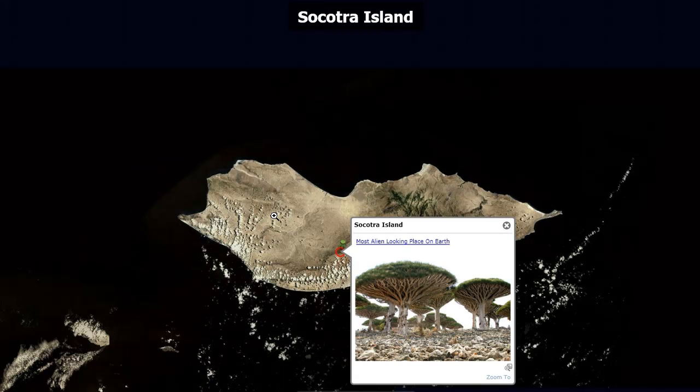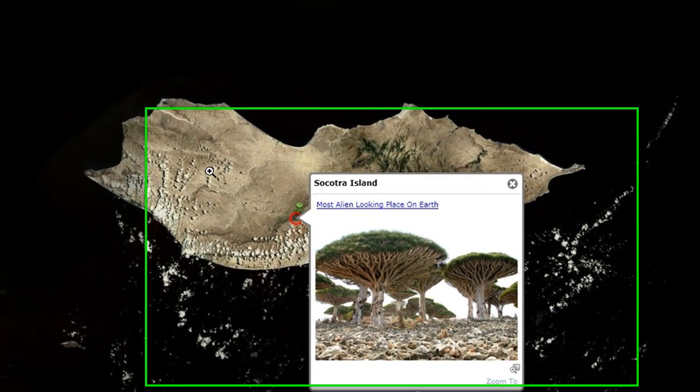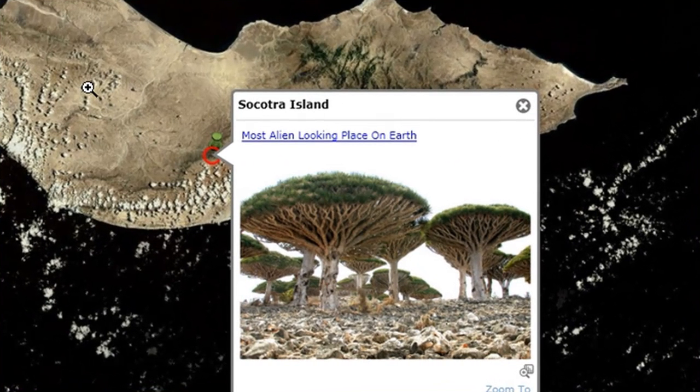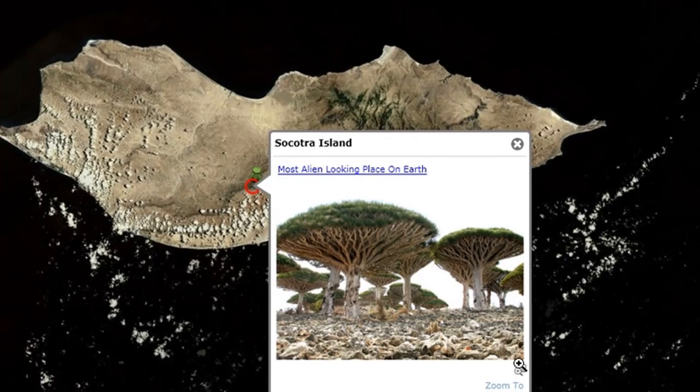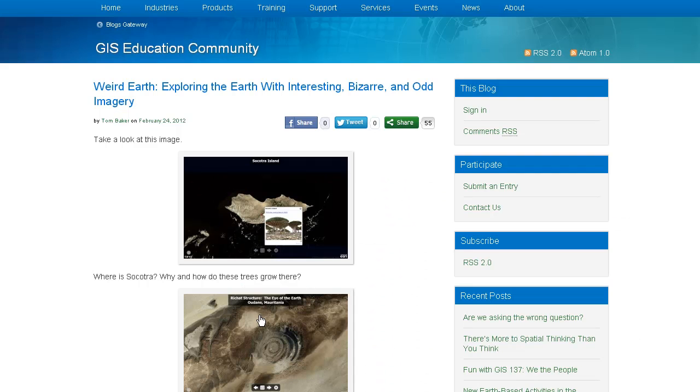Take a look at this image. Socotra Island. Some say it's the most alien-looking place on Earth. Take a look at these trees. Wow, that's fascinating. Where is Socotra? Why and how do these trees grow there?